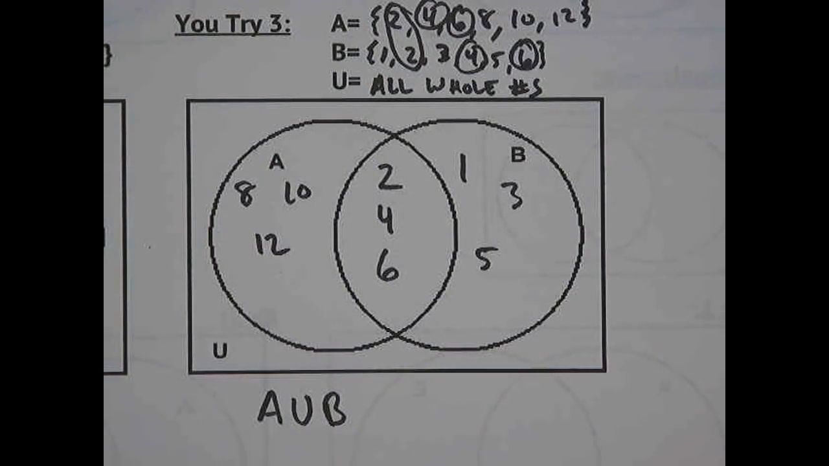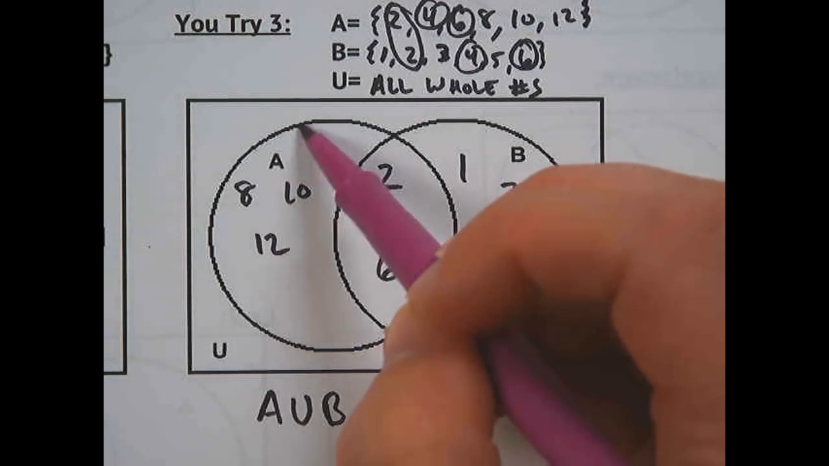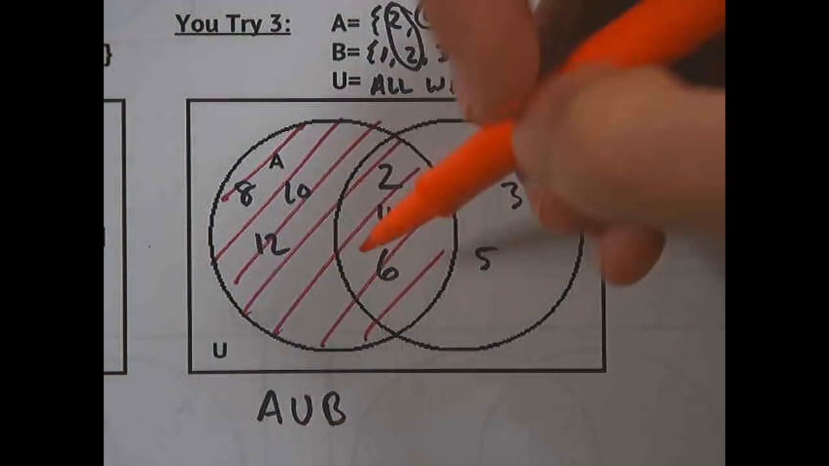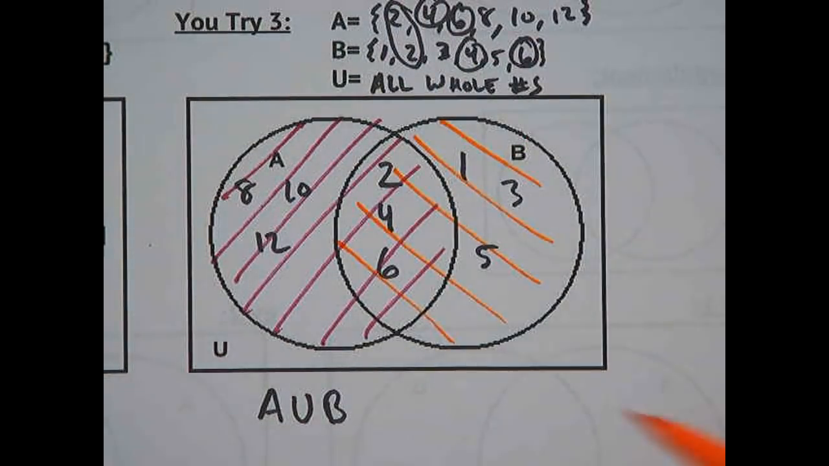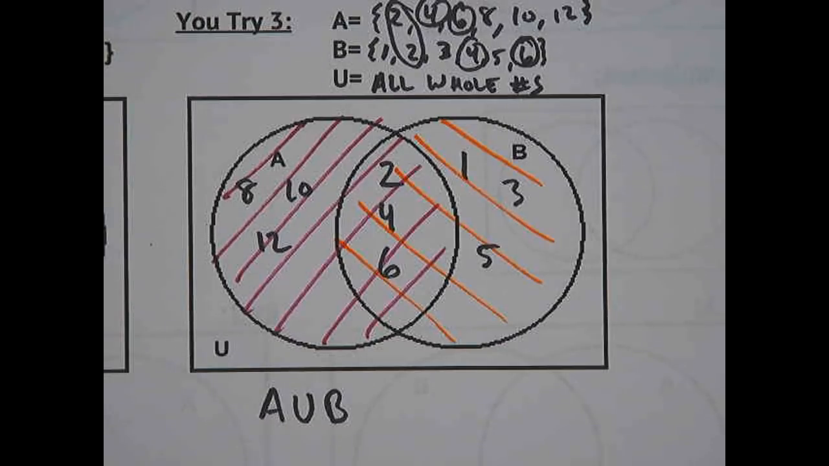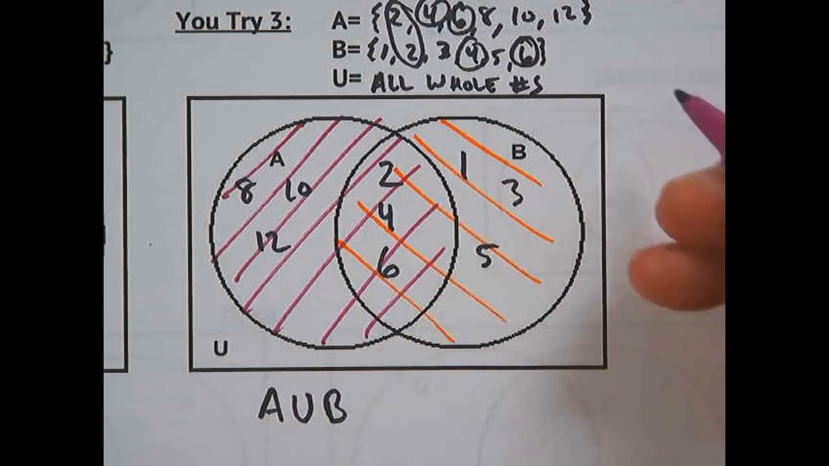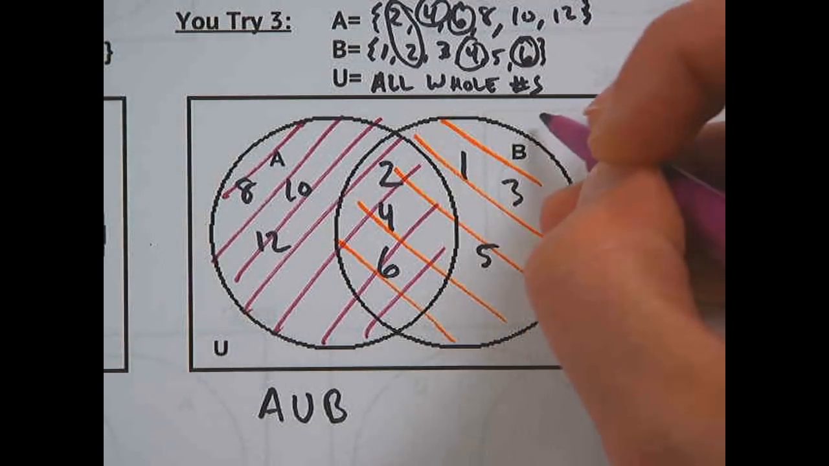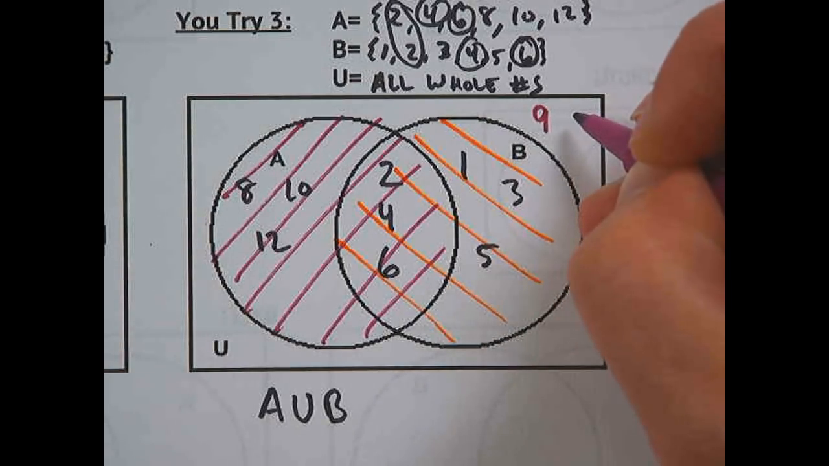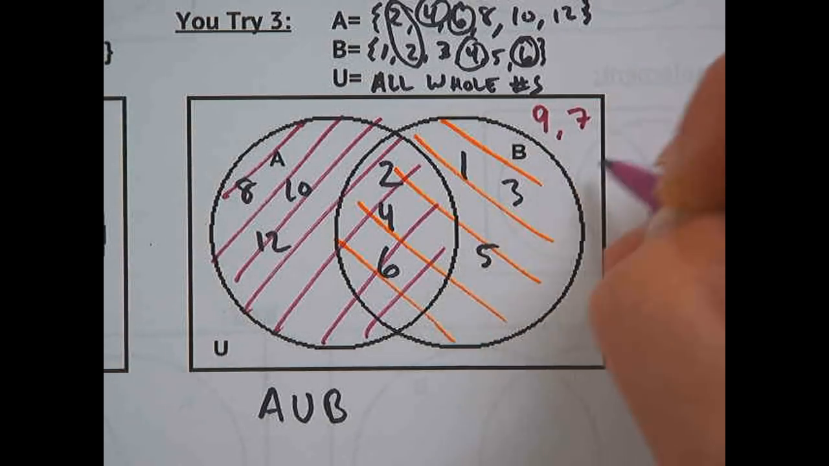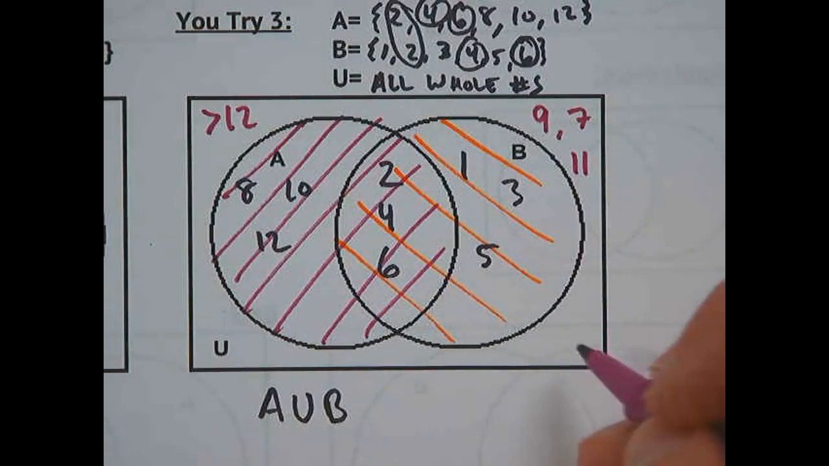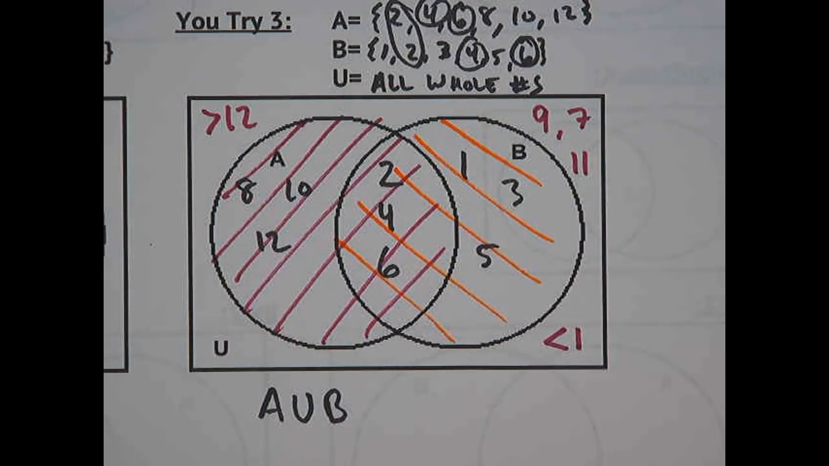So now we want to know what is A union B. So we want to know, okay, what numbers are in A. So this is A. Union with B. So this is B. So it's basically all of the numbers that are in here. The numbers that are in U would be all whole numbers, so that would be everything out here, like, let's see, we missed 9 and 7 and 11. And we also had any number that's greater than 12 or less than 1.